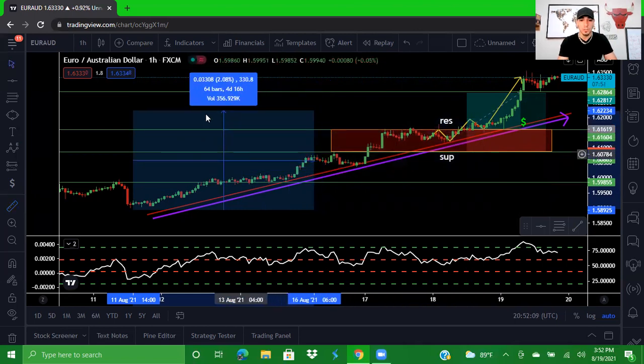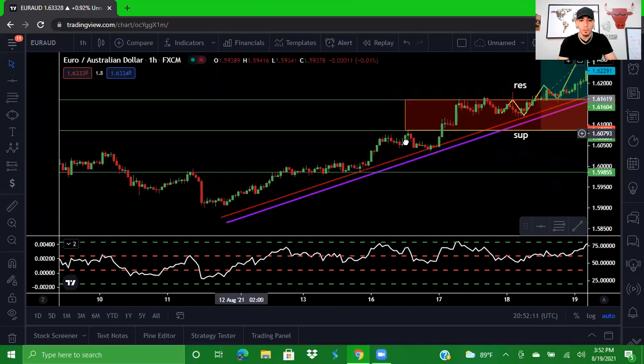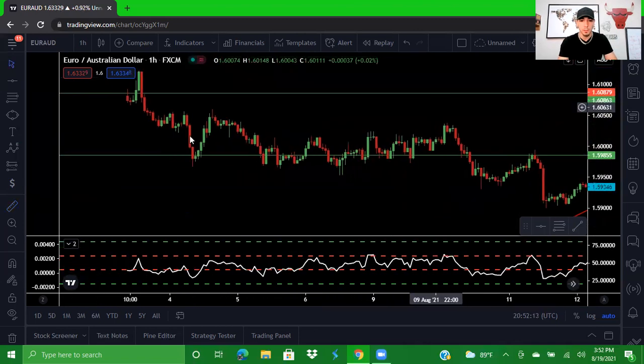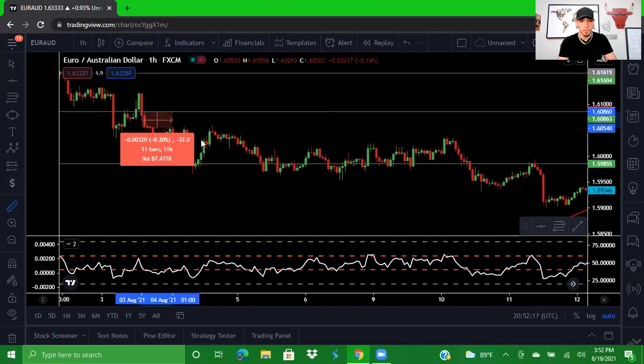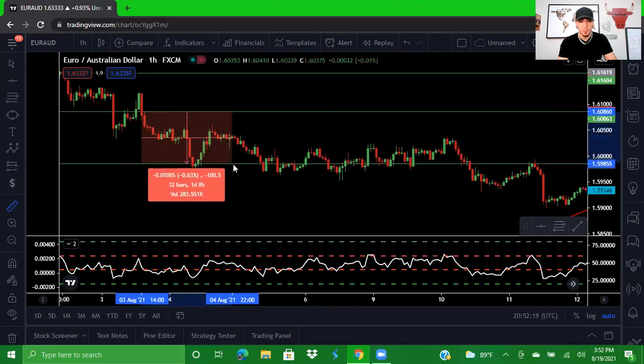Let's just go ahead and go into the past for a second, right? And actually use this ruler. So right here, this sell, 101.5 pips, right? 101.5 pips. That is changing lives, ladies and gentlemen. Understand that pips pay bills.